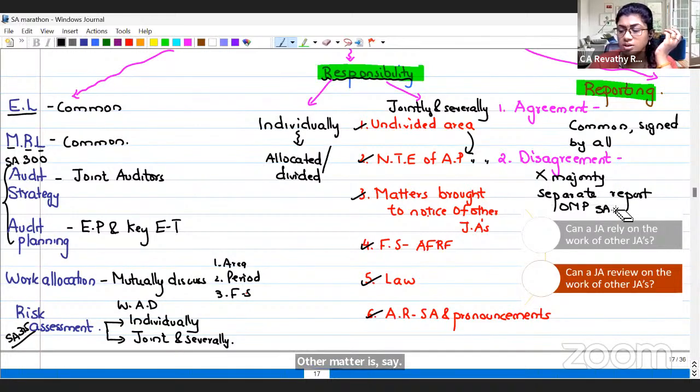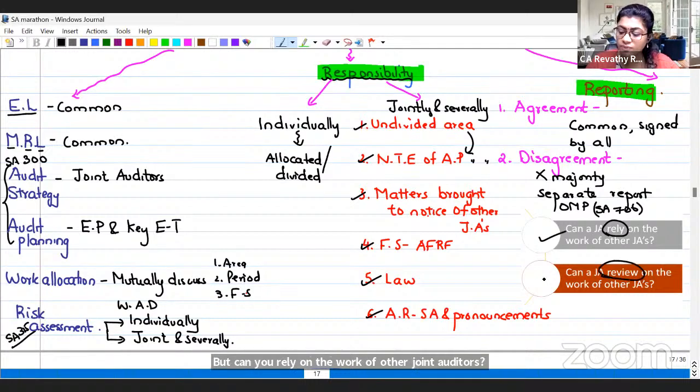Standard 706. Can you rely on the work of other joint auditors? Yeah. Can you review the work of other joint auditors? No. Rely, yes. Review, you can't. You're signing, no, even for others' work. So rely, yeah. You can't review.